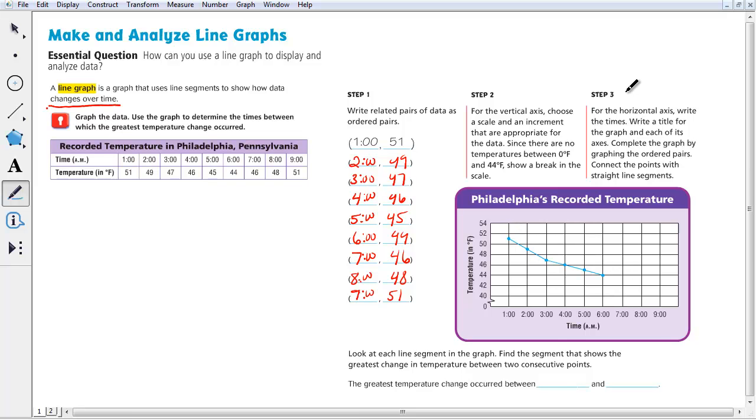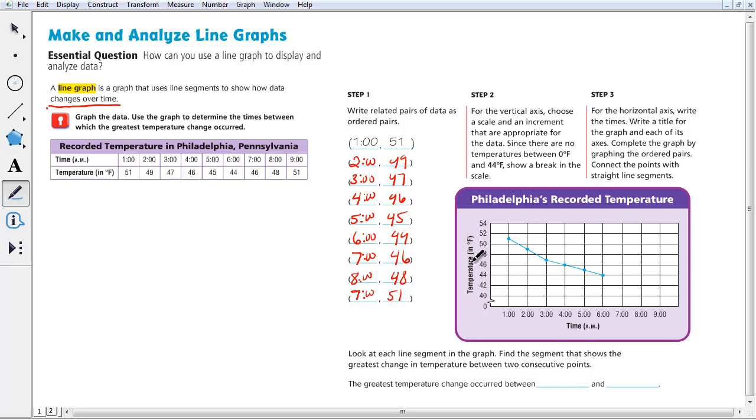Now let's look at step 3. For the horizontal axis, and that's this axis right here that goes long ways, we're going to write the times. And we can see it here. For each line, there's a time. 1 o'clock, 2 o'clock, 3 o'clock, and so on. Write a title for the graph and each of its axes. If you look here, the title is Philadelphia's recorded temperature. That title came directly from the title here of this chart.